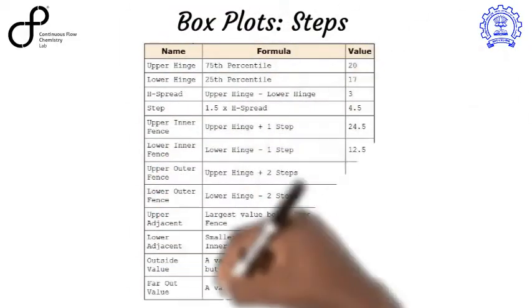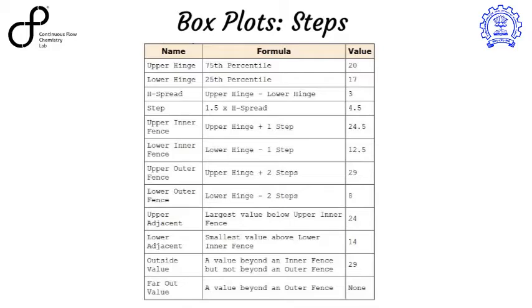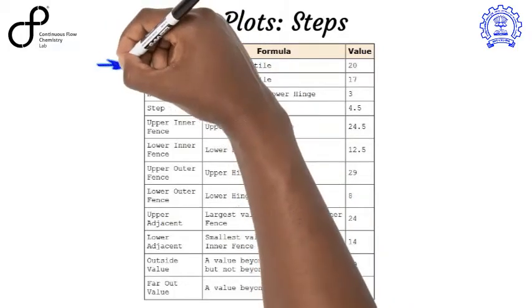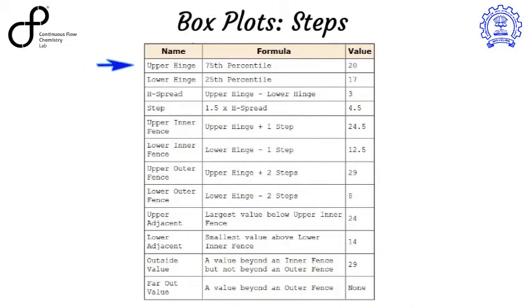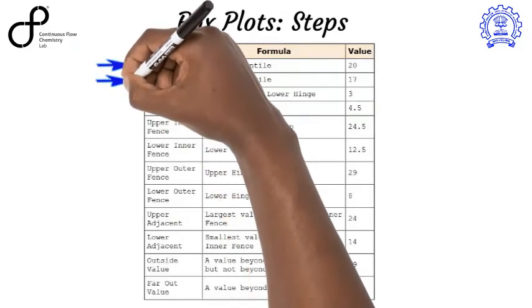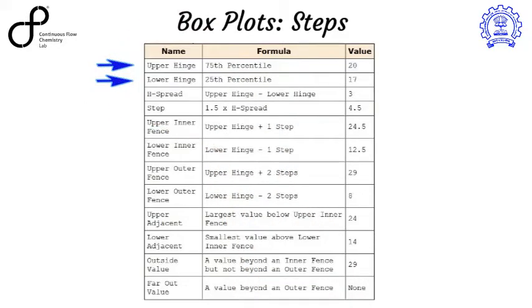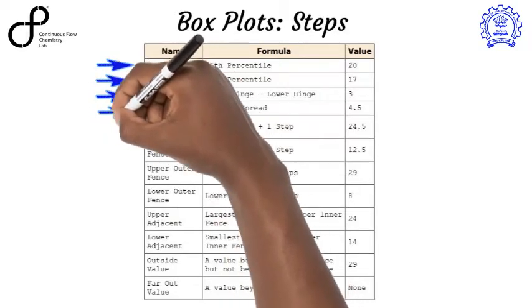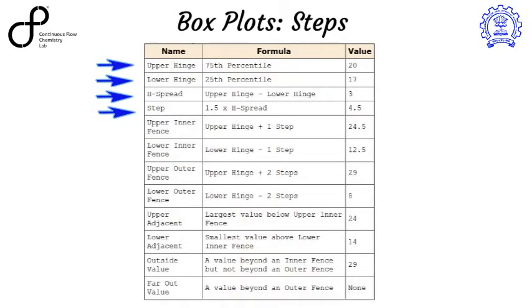We now calculate other parameters, as shown in this table. The 75th percentile is called the upper hinge, whereas the 25th percentile is called the lower hinge. The difference between the two is called the H-spread. A step is nothing but 1.5 times the H-spread. The other parameters are easy to understand from this table. All the values shown in this table correspond to the data from the women participant table, as given earlier. Please check and confirm each parameter.